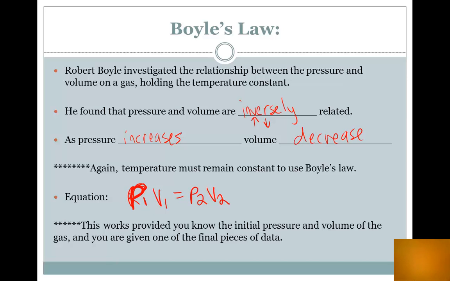This works provided you know the initial pressure and volume of the gas and you are given one of the final pieces of information. Now remember, all of these gas laws will have an initial set of conditions, and then we will change a variable which will result in two new conditions. Again, you will be given the initial pressure and volume and one of the final conditions and solve for the remaining unknown condition. Or we could ask you to work backwards, giving you the two new conditions, one of the starting conditions, and solve for the unknown.